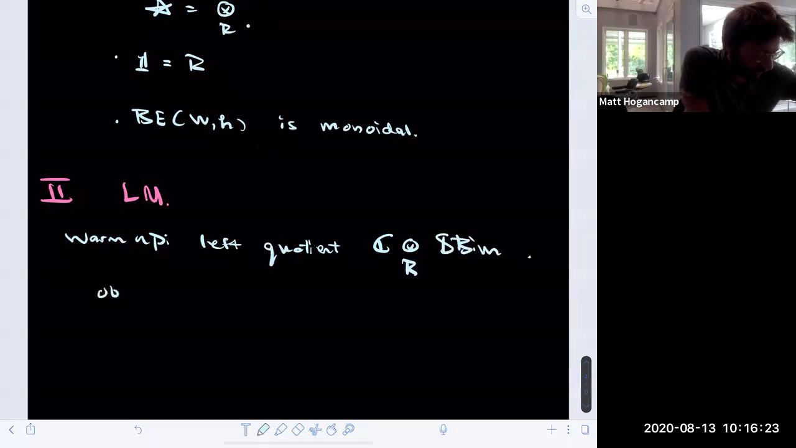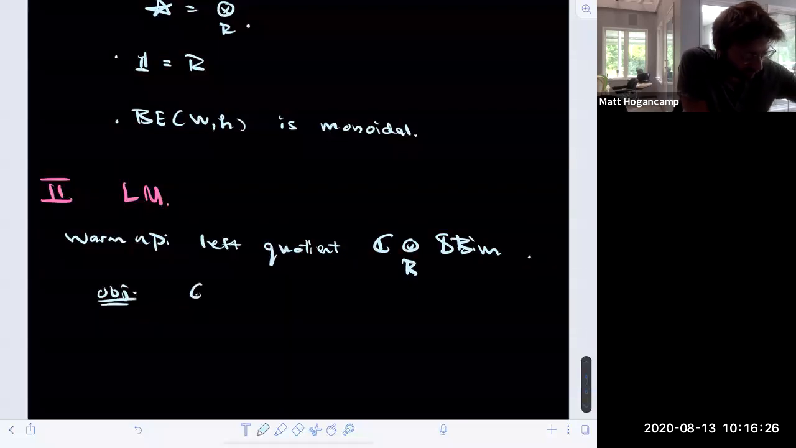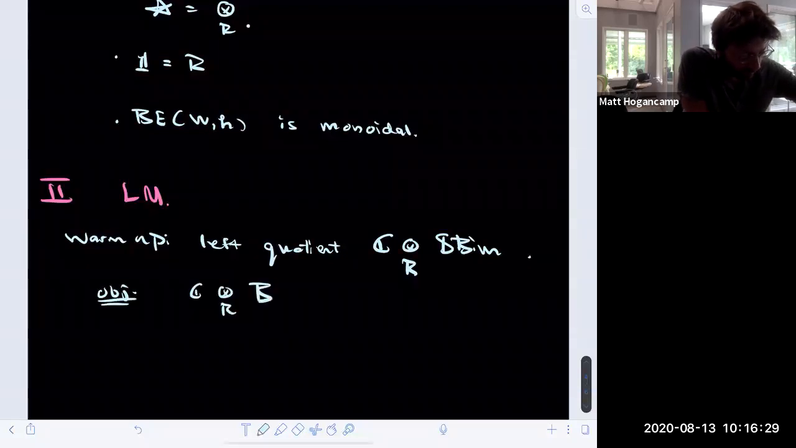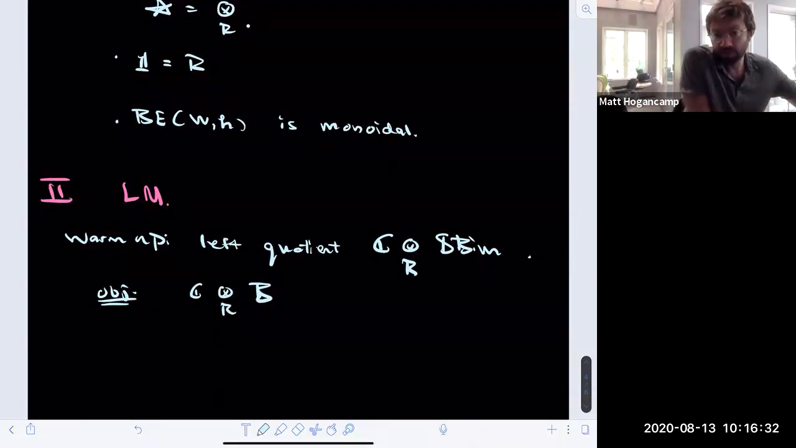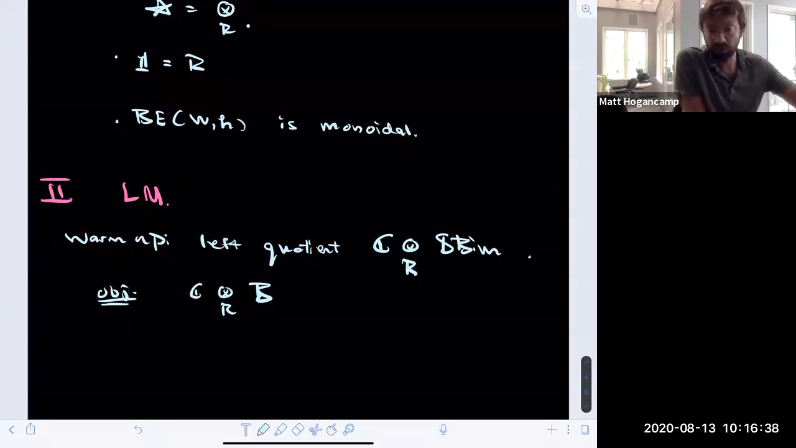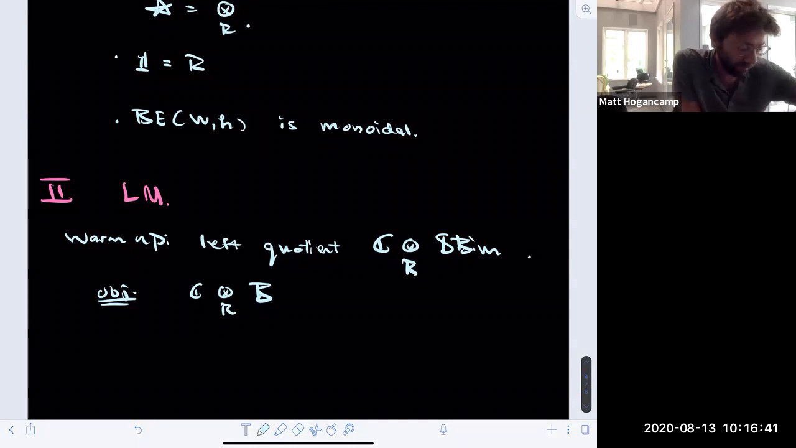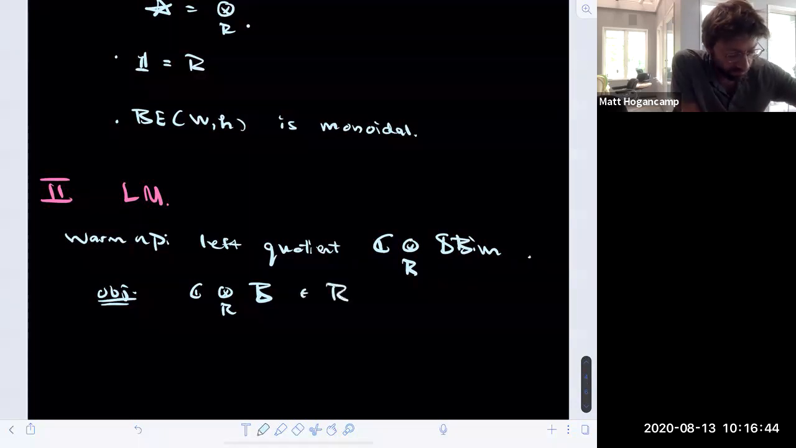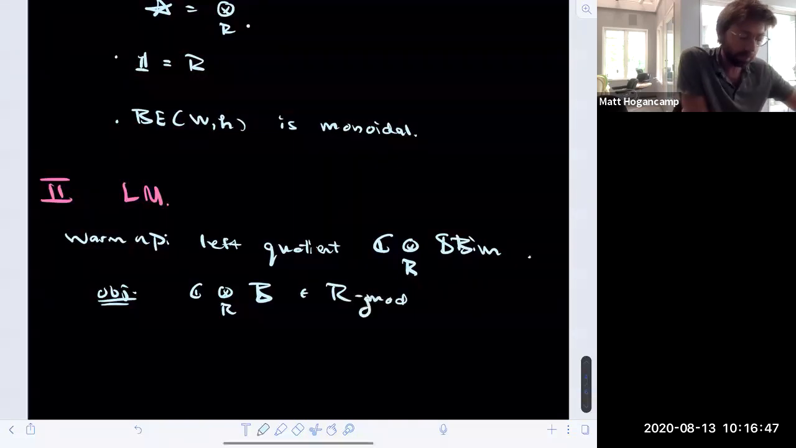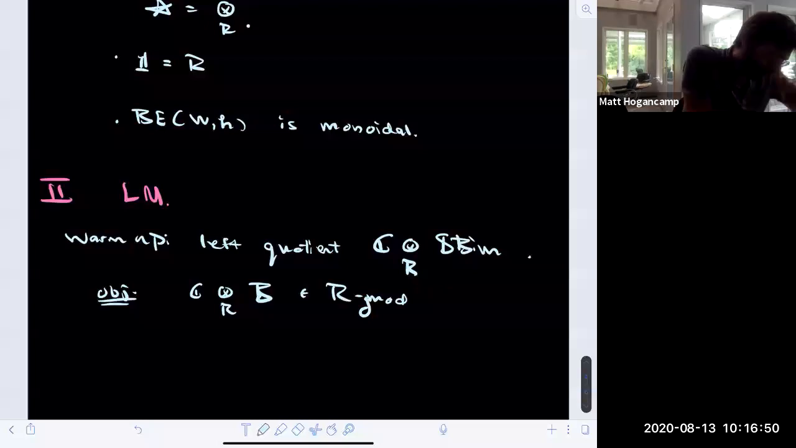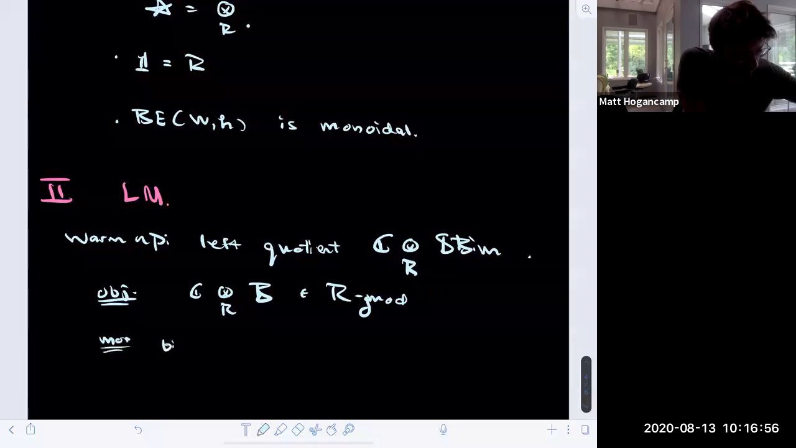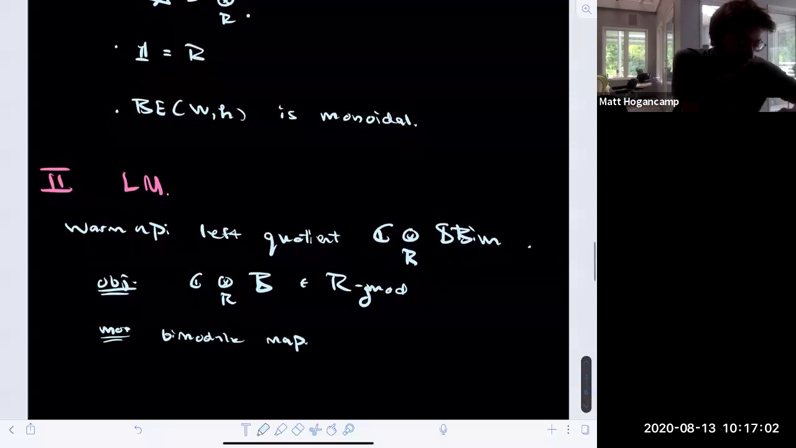So objects of this left quotient are just, you take a Soergel bimodule B, and you kill the left action of positive degree polynomials. So you tensor on the left with the trivial R module. This has the effect of killing everything on the left, and you regard the resulting thing as just a right R module, in fact a graded right R module. Morphisms in this category are just bimodule maps. Sometimes this category is called just Soergel modules.